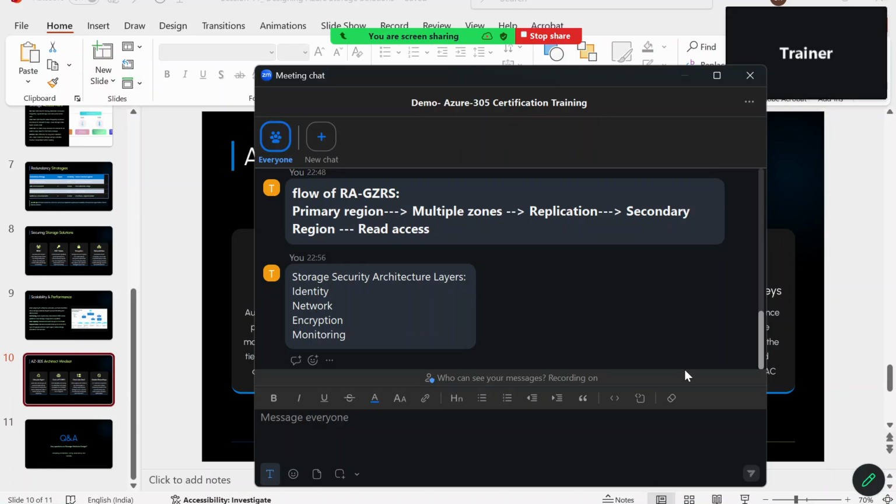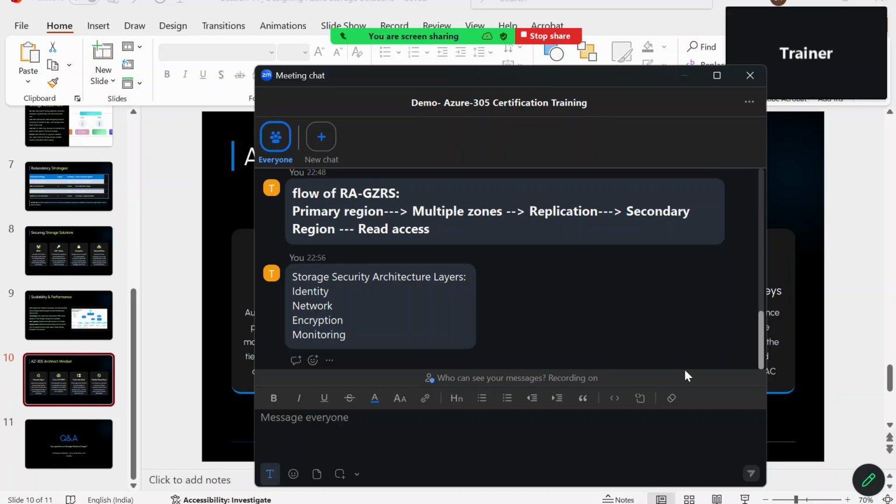What is encryption at rest? It's enabled by default and protects the storage data. Encryption in transit: HTTPS, SMB encryption, TLS. Microsoft Entra authentication is preferably the identity model, with benefits of centralized authentication, RBAC, and conditional access. And what is a shared access signature, which is SAS? It provides delegated access without exposing the account key. For example, vendor access, and the vendor access is valid for 24 hours.